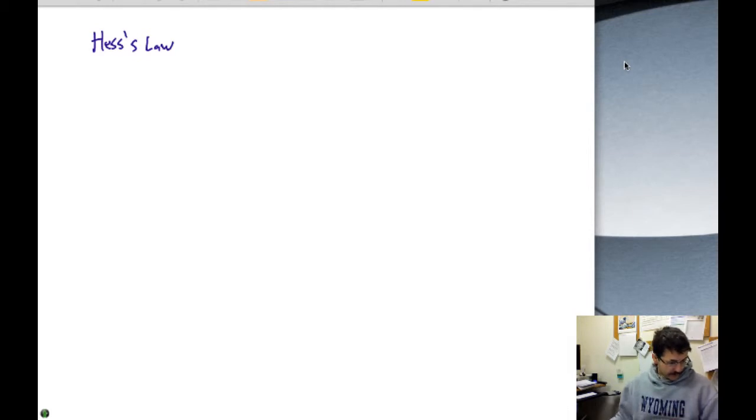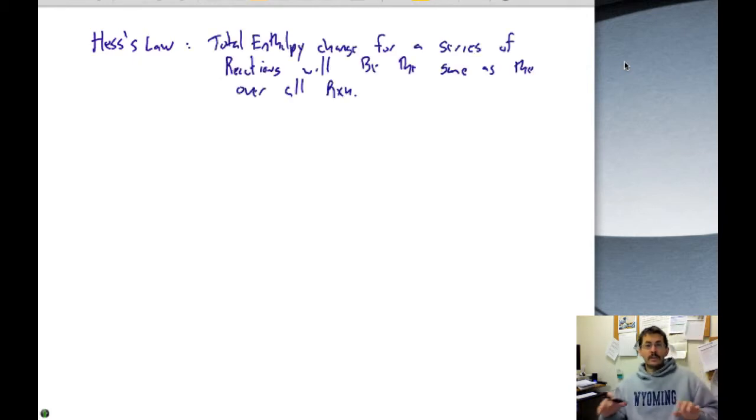When reactants are converted to products, the change in enthalpy is the same regardless of the steps, whether they take place in 1 step or 1,000. So the total enthalpy change for a series of reactions will be the same as for the overall reaction. What do I mean by this?